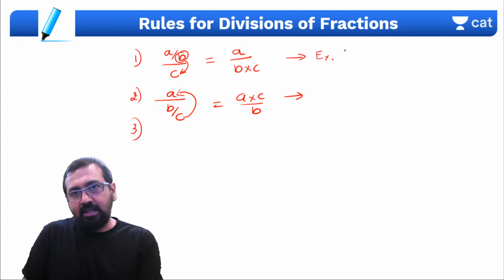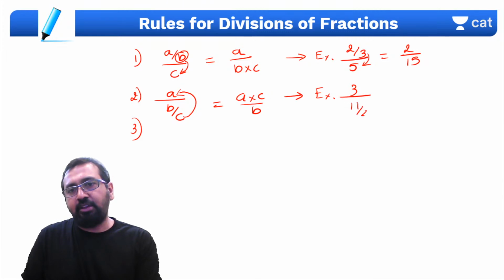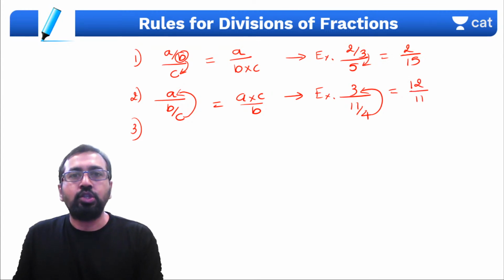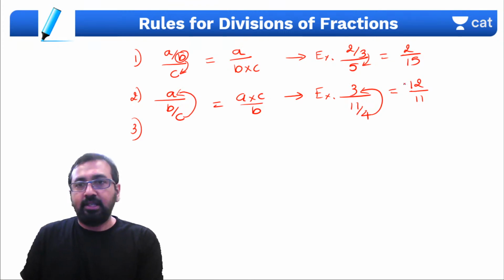Let me take an example for this one as well as this one. So for example, 2 by 3 divided by 5, it will be 2 by 15. Very simple. Okay, same way, if I take something like 3 divided by 11 by 4, so this 4 will multiply with 3, so result will be 12 by 11. So I'm sure you have cleared this part, everyone? Great.